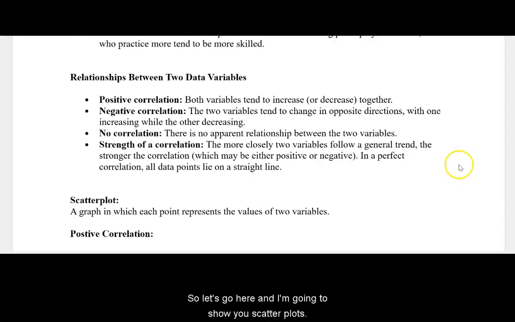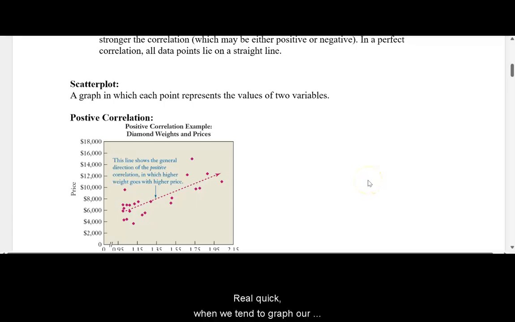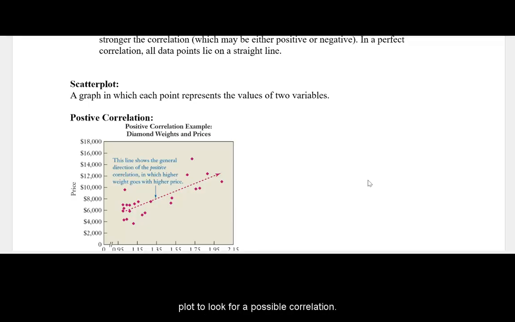So let's go here, and I'm going to show you scatter plots. Now, what is a scatter plot? Real quick. When we tend to graph our data values, we graph them on a scatter plot to look for a possible correlation. And it's just a graph where each point represents the value of those two variables.